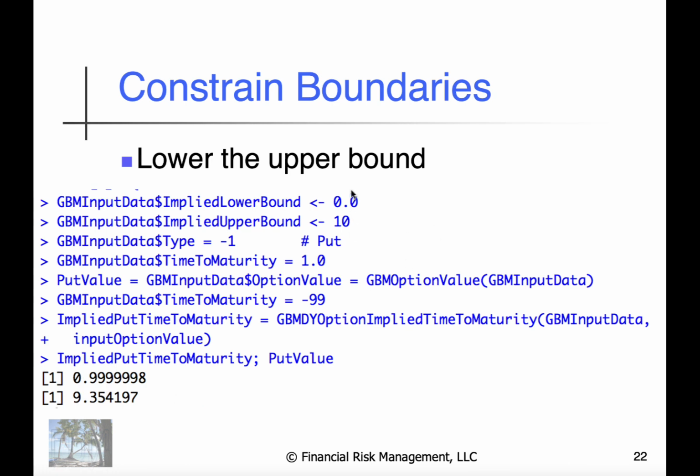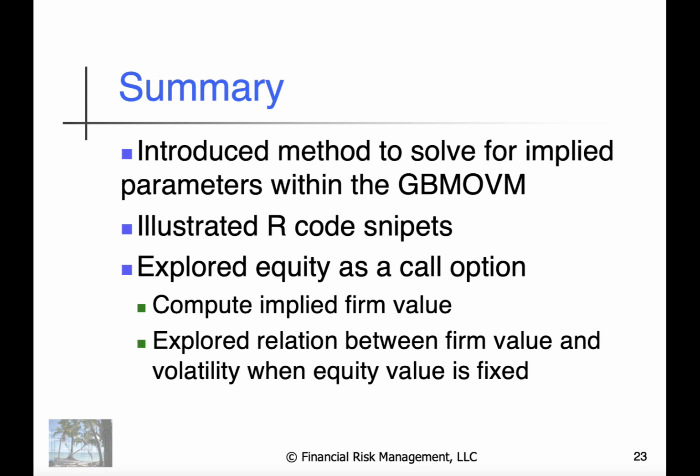The way to handle this is to set the upper bound lower. And in this case, the optimum solution is 1 year. So there are two solutions for puts if we don't constrain the search window. We'll end up with two different solutions. So in summary, we introduced a method to solve for implied parameters within the GBM OVM. There is R code that was provided with this particular module. I'd encourage you to play around with it and explore it and make sure you understand how to solve for these implied parameters.